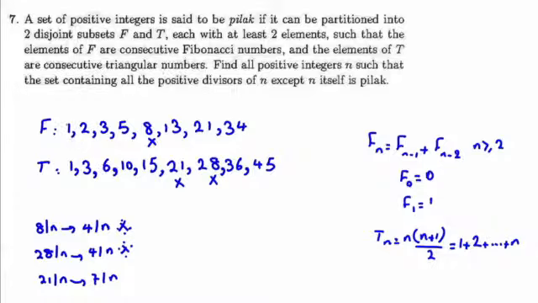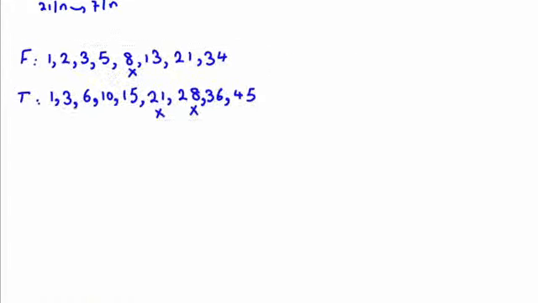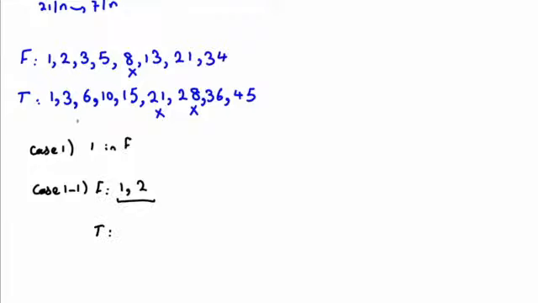So now we consider two cases. We select 1 from F or we select 1 from T. If we select 1 from F, so case 1, we want to use 1 in F. So case 1: we select 1 and 2 only in F. Now in T, because 21 and 28 are not possible, we select from here or we select from here, because it's dot dot dot.